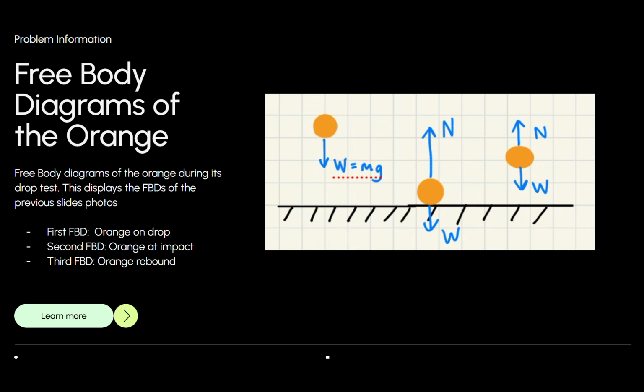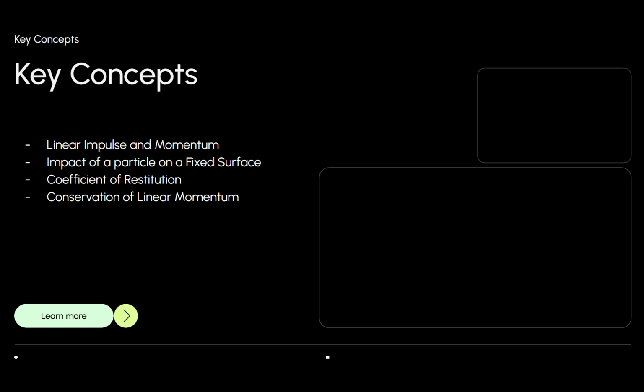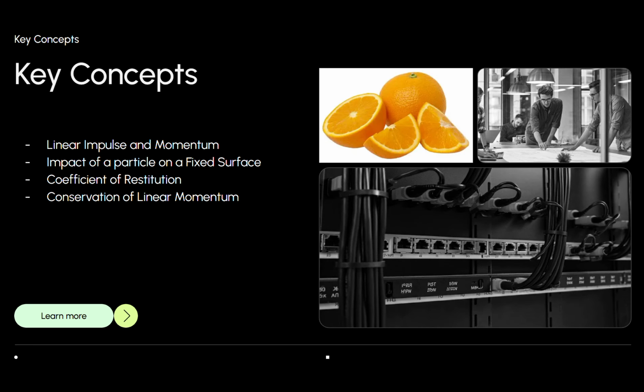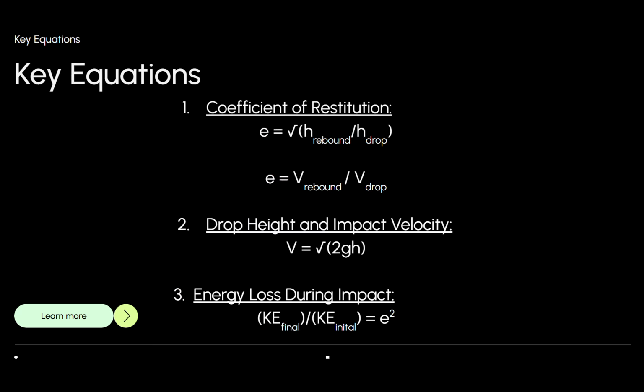Key concepts that were explored in this kind of problem are the concept of linear impulse and momentum, the impact of a particle on a fixed surface, and the coefficient of restitution. Key equations to use during this are the equation of coefficient of restitution, drop height and impact velocity, as well as energy loss during impact.